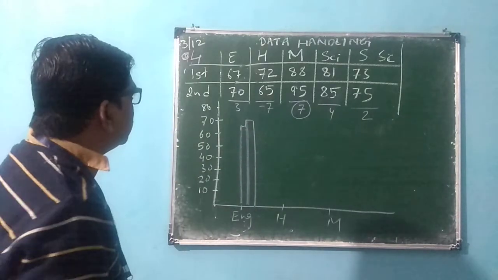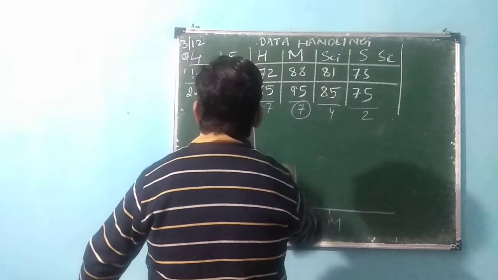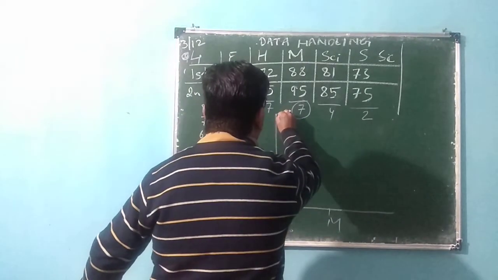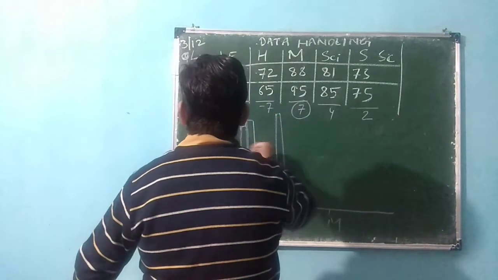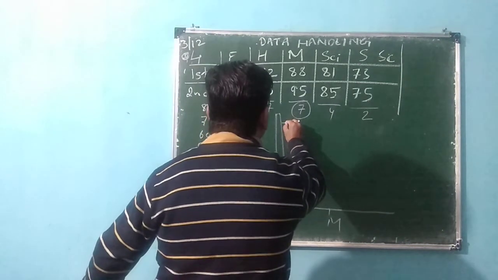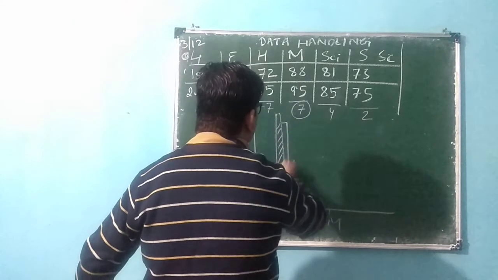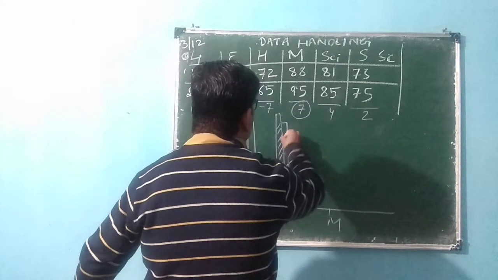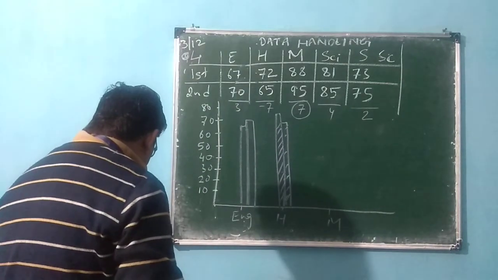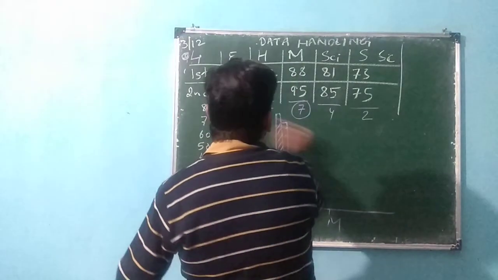The next one is Hindi. Hindi is 72 and then the second is 65. So Hindi 72 means it will be slightly up here, and down is 65. After that you have maths. Maths is 95 then 88. 95 will come somewhere here.